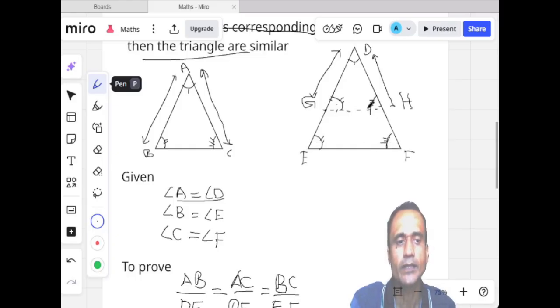If a line drawn in a triangle is parallel to the third side, then it divides the two sides of the triangle in the same ratio. So we get DG by GE is equal to DH by HF, and DG is equal to AB, and DH is equal to AC. So what we prove is AB by DE is equal to AC by DF is equal to BC by EF. So this is what we will write down.